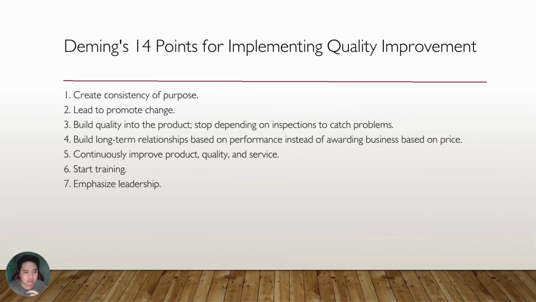These are the first seven. It creates consistency of purpose. It leads to promote change. It builds quality into the product and stops depending on inspection to catch problems. So there are inspections while ongoing in the process to catch problems. Build long-term relationships based on performance instead of awarding business based on price. Continuously improve the product quality and service. Start training, emphasize leadership.